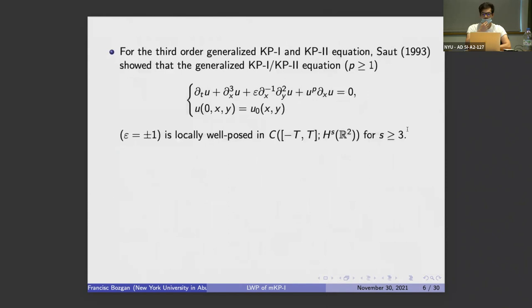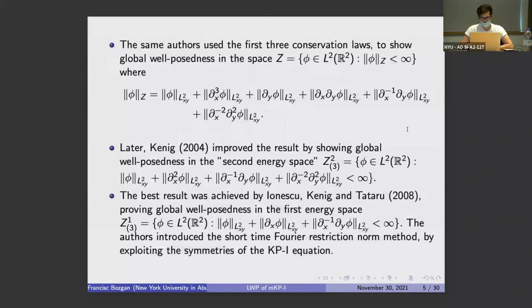Now for the third order. For those results, there's also a problem for local well-posedness. So it's both local and global. Yes. Even the local well-posedness is not clear, right? I mean, for which one? No, for those spaces you are mentioning here. Yeah, the Koenig and then the Ionescu, Koenig, Tataru.